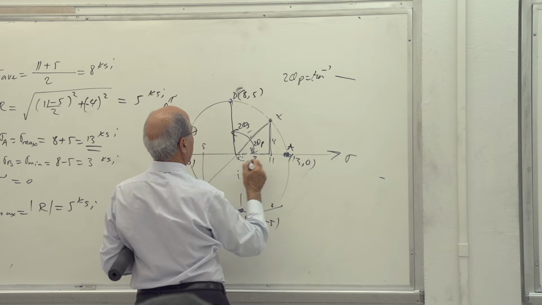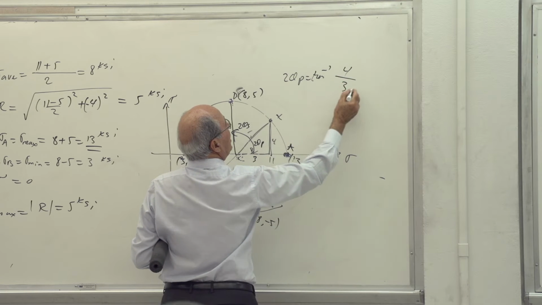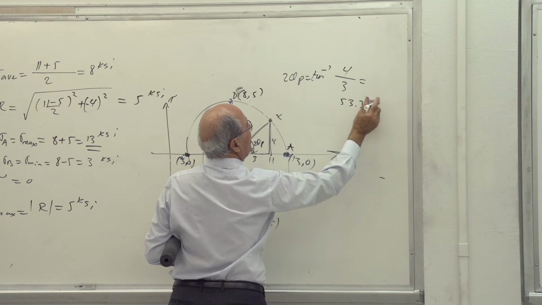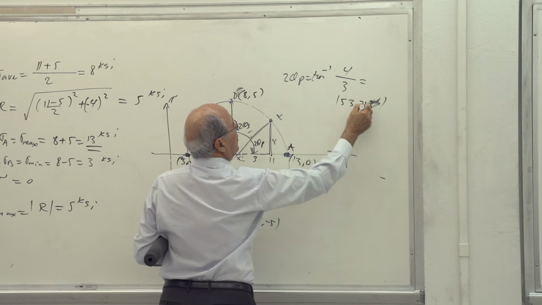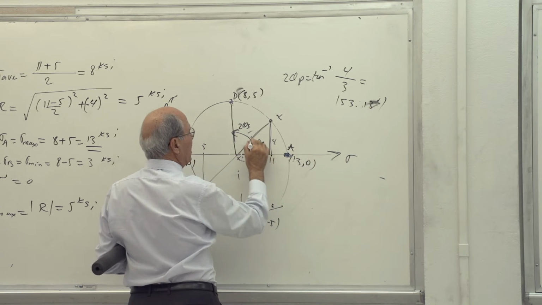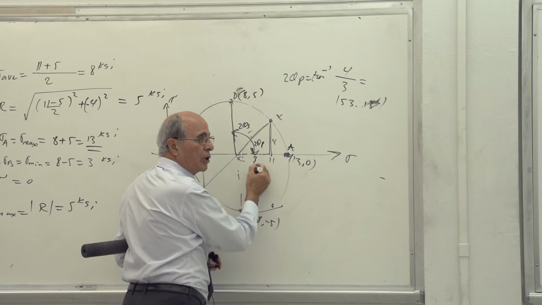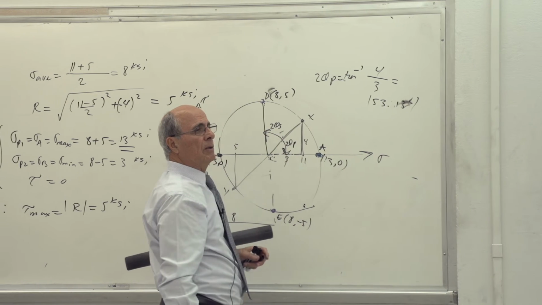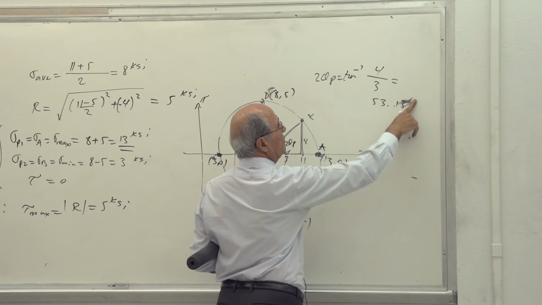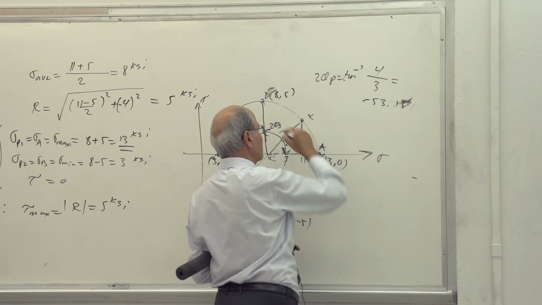This is 4, this is 3. So 4 over 3. So it becomes, in magnitude, 53.13 degrees. In magnitude, 13 degrees, sorry. And then the picture shows you that you have to go clockwise. For this one, you have to go counterclockwise, yes or no? So therefore, effectively, this is negative, which you got from the formula, and the other one is positive.